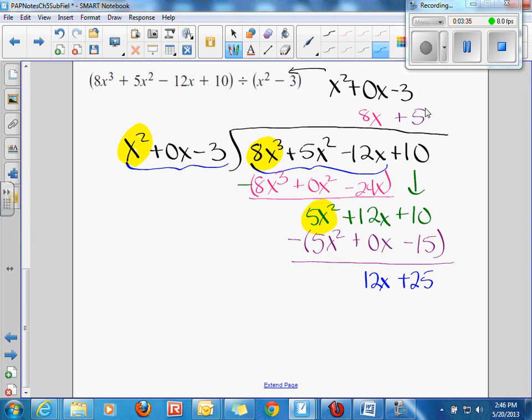So up here at the top, I'm going to put plus, and I'm going to put the remainder as my numerator. And the denominator is what I was dividing by. And I don't have to put the 0x in the denominator. I can just put the x squared minus 3, because that makes it simplified. So there is the solution to that one.